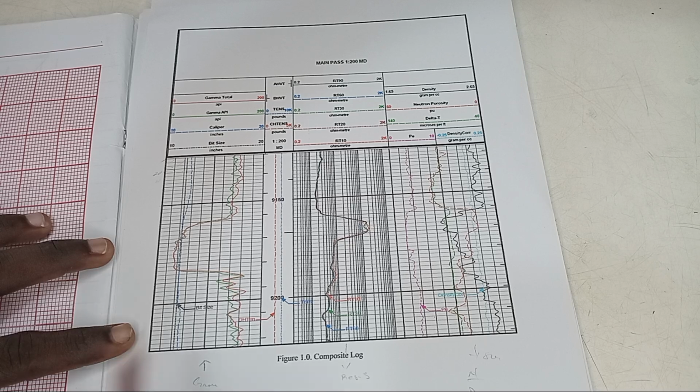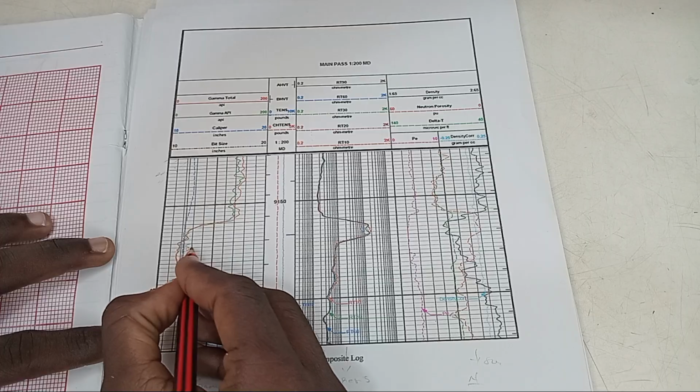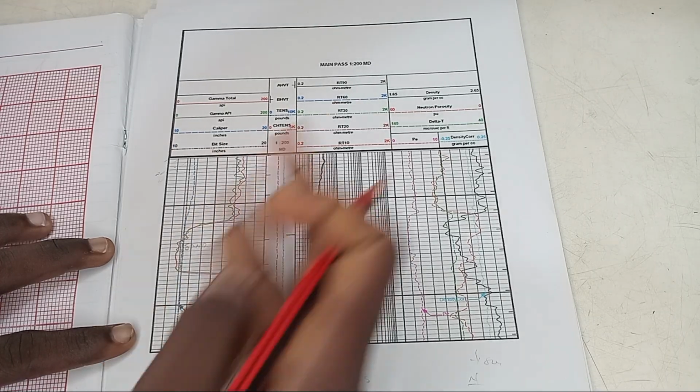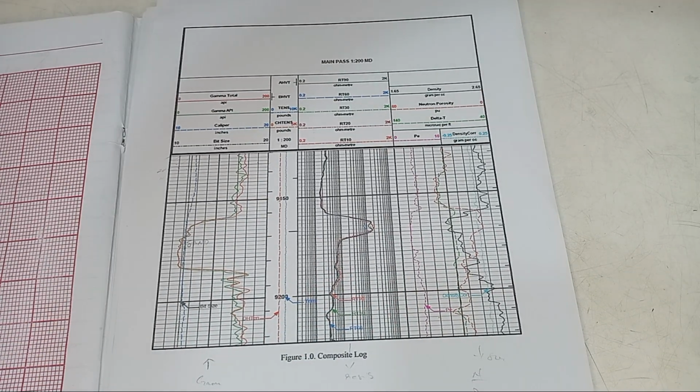So in this log now, at what point do we have our sand? So our sand will be here. Thank you. That's where our sand will be. And these regions are where your shale will be. So for this interpretation, awesome.